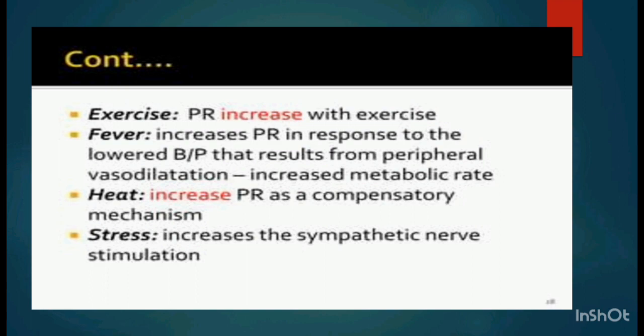Next affecting factor is exercise, fever, heat and stress. Pulse rate increases with exercise. In fever, pulse rate increases in response to the lowered BP that results from peripheral vasodilation and increased metabolic rate. In heat, pulse rate increases as a compensatory mechanism in the body. And in stress, increased sympathetic nervous stimulation can increase the pulse rate.